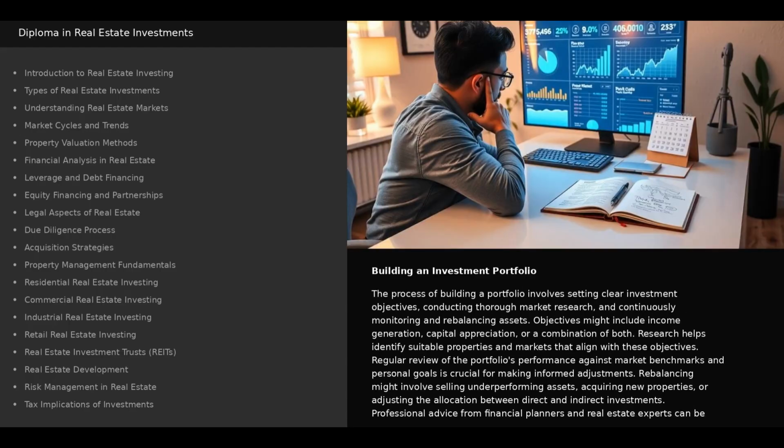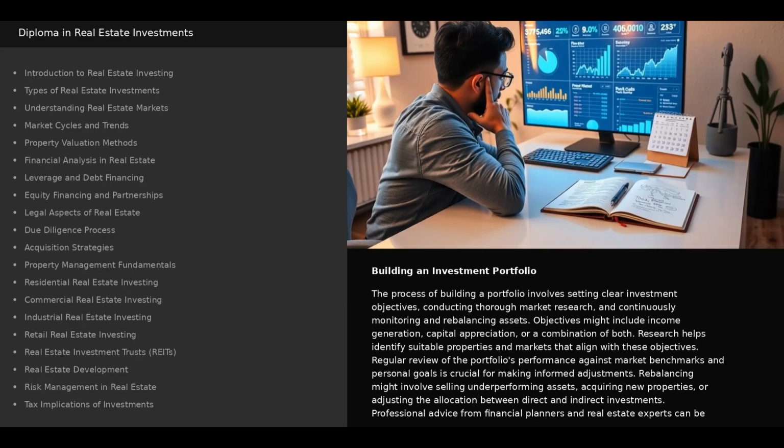The process of building a portfolio involves setting clear investment objectives, conducting thorough market research, and continuously monitoring and rebalancing assets. Objectives might include income generation, capital appreciation, or a combination of both. Research helps identify suitable properties and markets that align with these objectives. Regular review of the portfolio's performance against market benchmarks and personal goals is crucial for making informed adjustments.